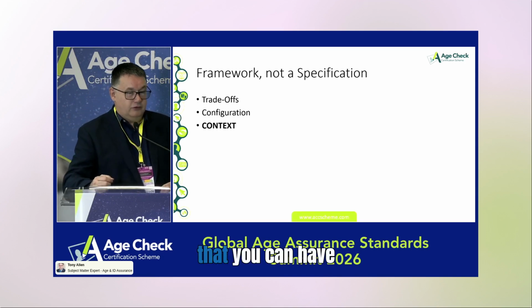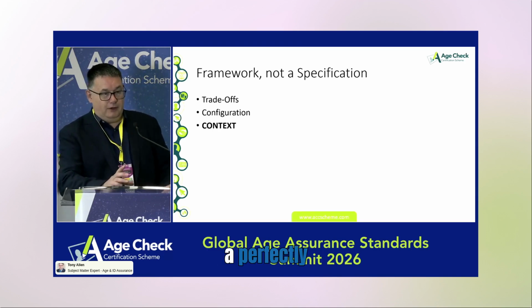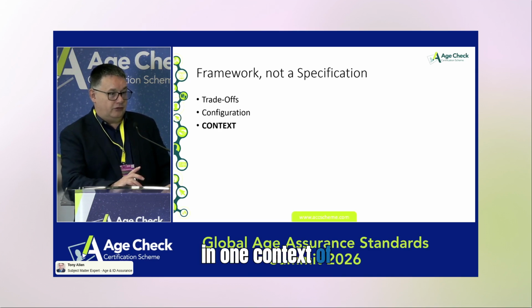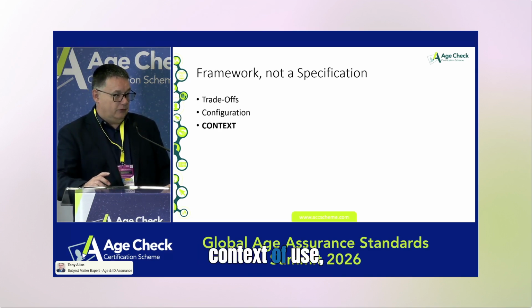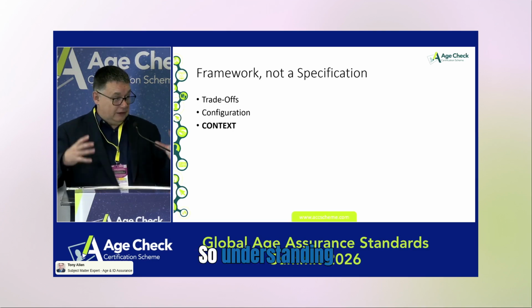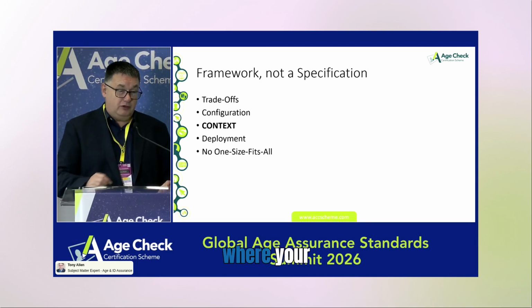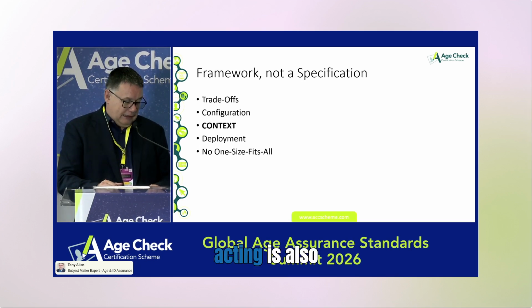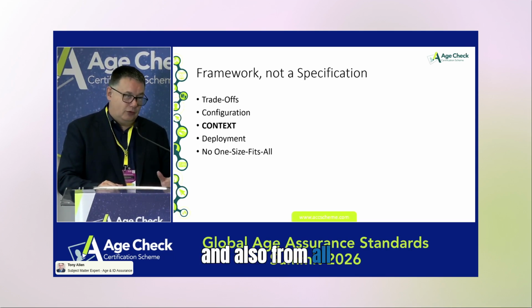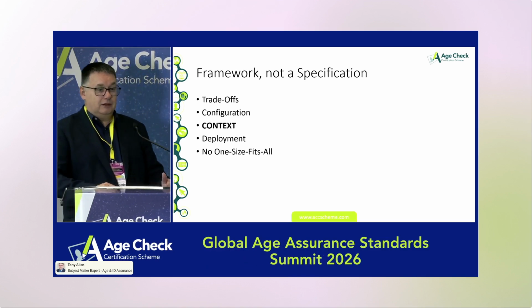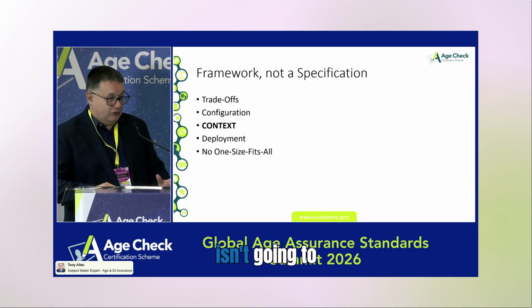The important thing to note is that you can have a perfectly compliant and good age assurance system in one context of use, and you take it and put it in a different context of use, it suddenly becomes useless. It doesn't work in that different context. So understanding the context is really important, and the deployment of where your clients are putting it and how they are acting is also really important. From the Australia technology trial, and also from all of our discussions, and you speak to all of the relying parties, they all say the same thing. Just one size fits all just isn't going to work.